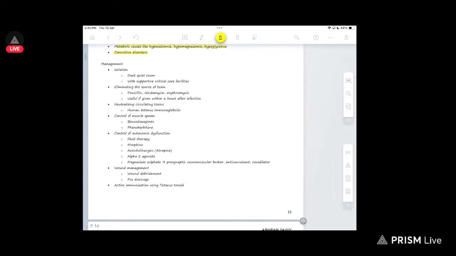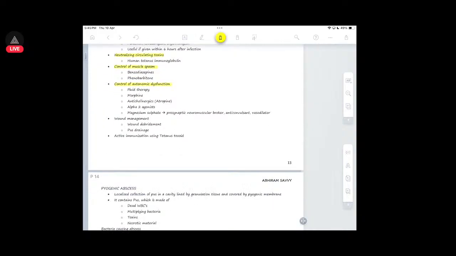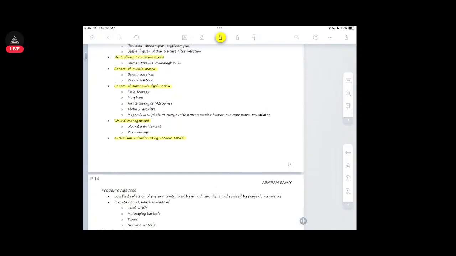Type of seizure is tonic-clonic seizure. So management: you have isolation, eliminating the source of toxin, neutralizing the circulating toxin, control of muscle spasm, control of autonomic dysfunction, wound management, and active immunization using tetanus toxoid.